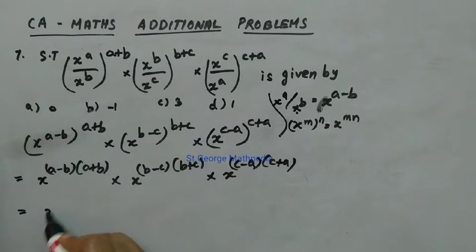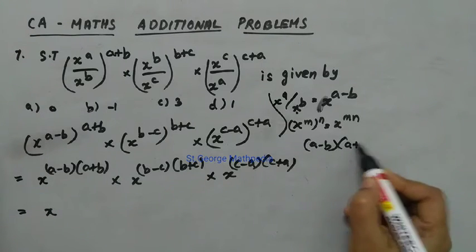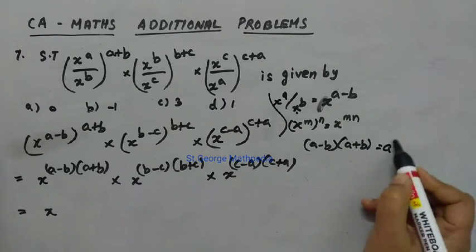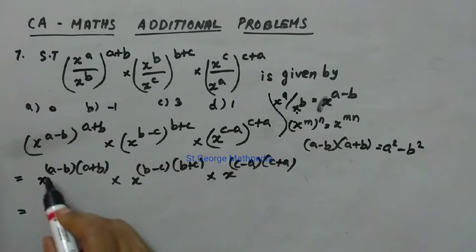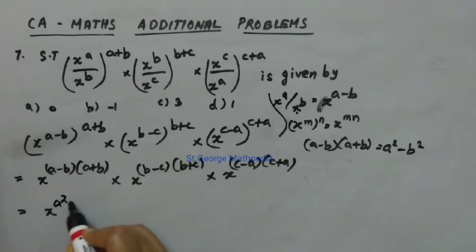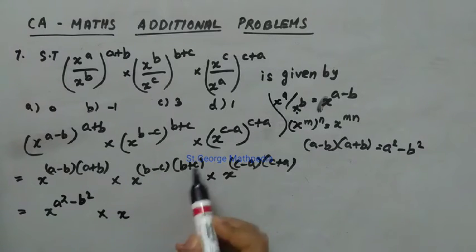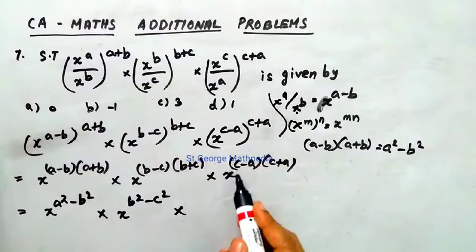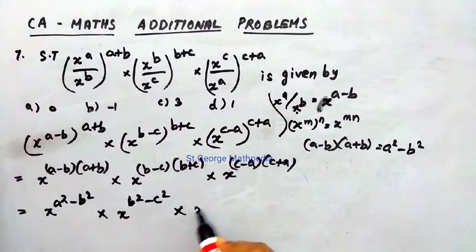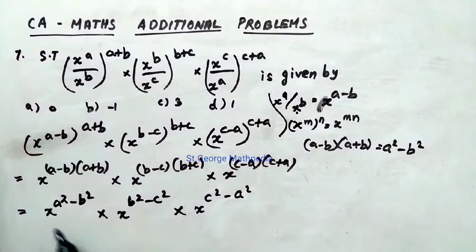That is equal to x to the power of, we know that a minus b into a plus b is equal to a squared minus b squared. So we are going to use this formula: a squared minus b squared, into x to the power of b minus c into b plus c. So this is b squared minus c squared. Then c minus a into c plus a, so this is c squared minus a squared.